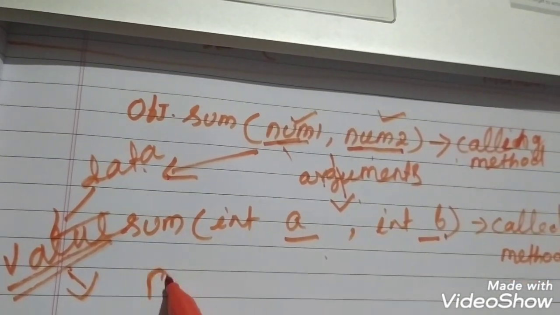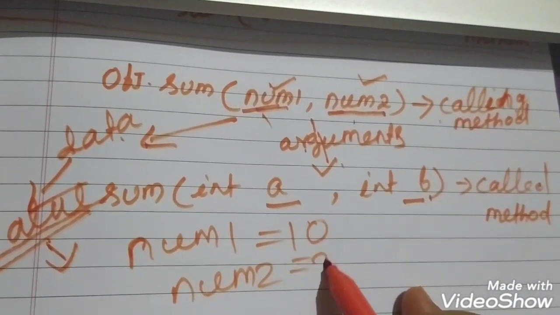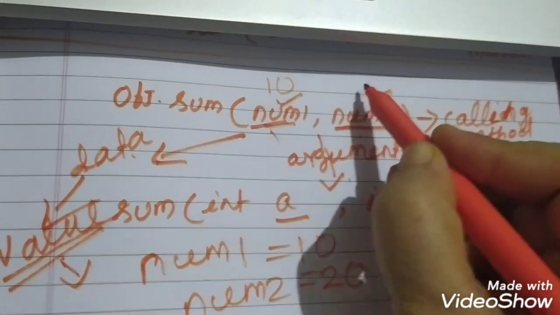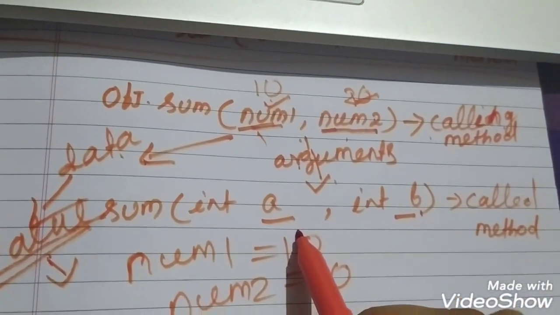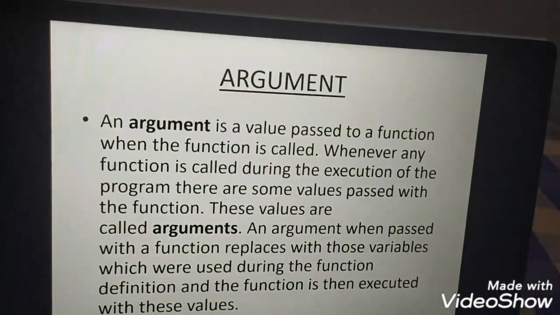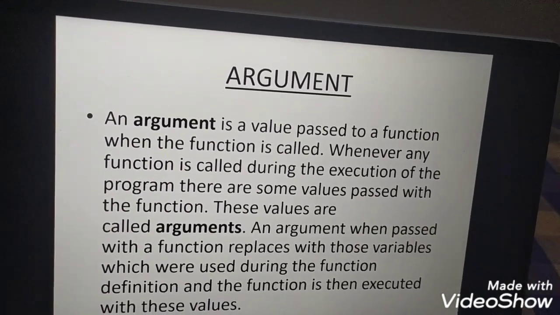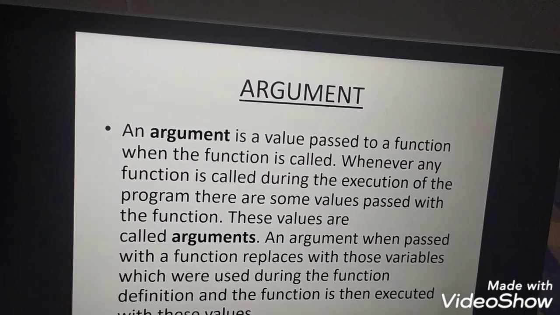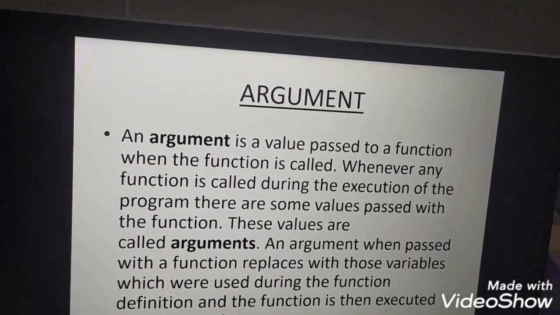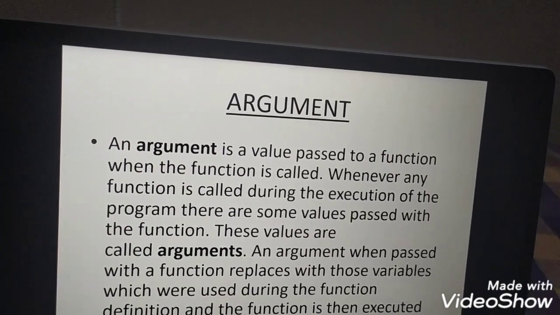Now suppose norm1 will be 10 and norm2 will be 20. Then this 10 and 20 pass to the called method. Now again see, when this method is going to be executed, at that time these values will be passed with the function, and these values are called arguments. So norm1 and norm2 carrying the values 10 and 20, this 10 and 20 are known as arguments.